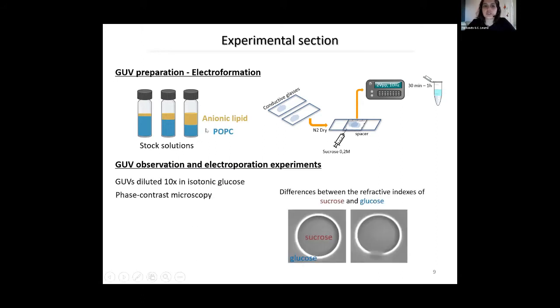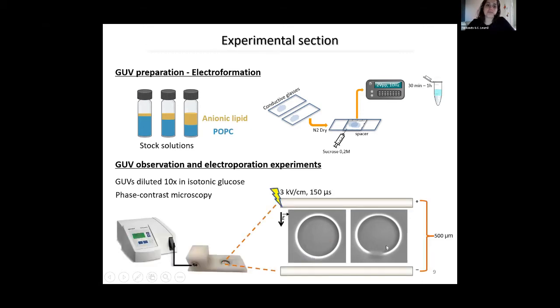Those UVs were diluted in isotonic glucose solution, so that when they were observed under phase contrast microscopy, due to the differences between the refractive index of the sucrose inside and the glucose outside, it was very easy to observe the membrane as well as any discontinuity in it, such as the one caused by the opening of a pore. For the electroporation experiments, these UVs were put in an electroporation chamber that has 2 parallel electrodes inside, separated by 500 micrometers, and this electroporation chamber was connected to a microporator.